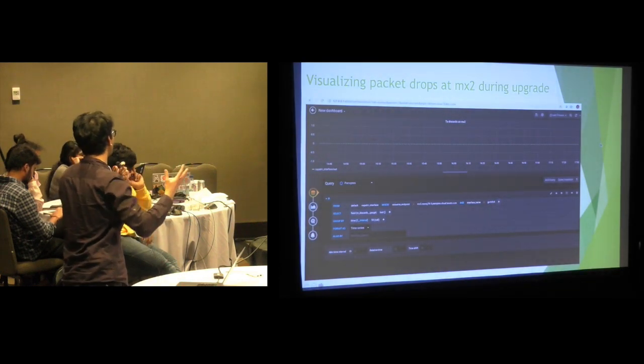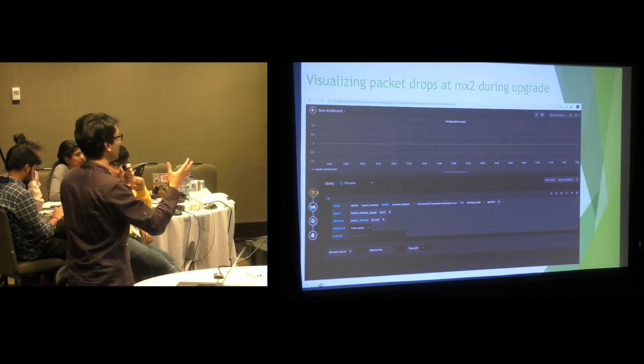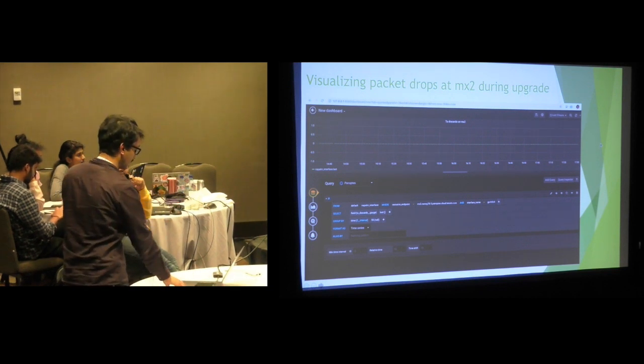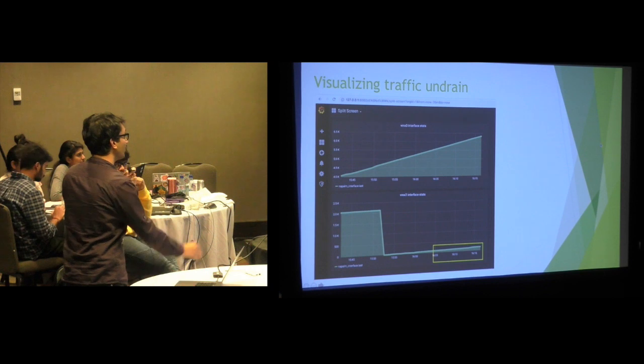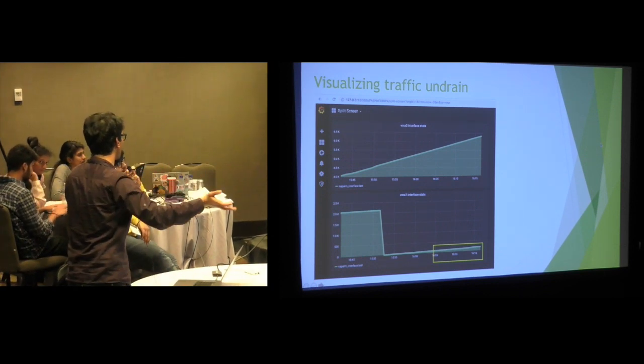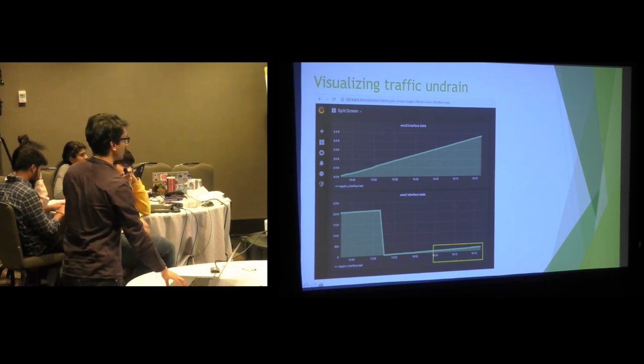Now, granted that this was ping traffic that we were running, if there were more traffic-intensive applications, we may have seen some packet drops potentially, but it's a good way to visualize it all together. And when we undrain it, once we're done with the upgrade, we run a custom undrain application, and the traffic goes back to VMX2 as we see there.